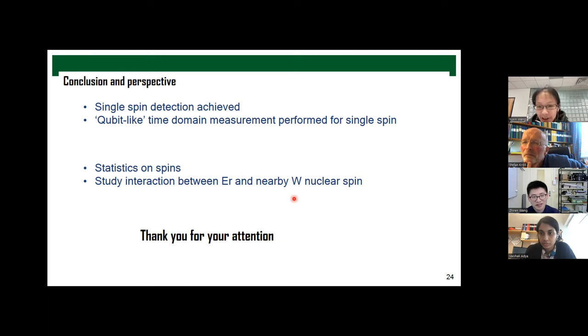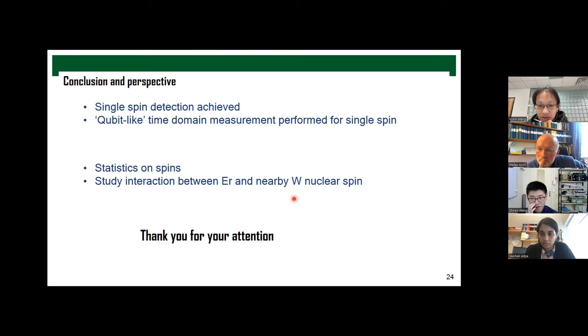Yes. Hi. Maybe I missed it, but do you have a sense of what exactly is the macroscopic origin of those electron spins? And do you have a sense of, for example, their density or their geometry? Maybe this is what you mean by studying statistics on spins.